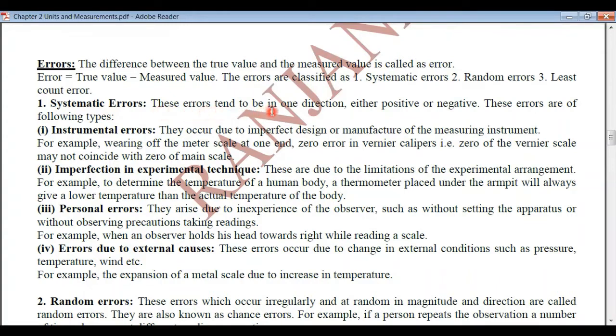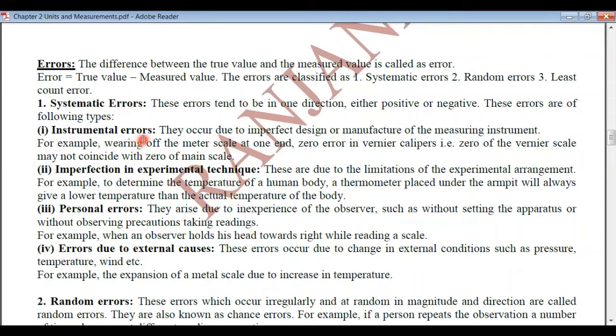These errors tend to be in one direction. That is, either they are positive or negative. As the name itself suggests, systematic error means there is some particular system to minimize this error. So the cause of this error is known and it can be minimized. And these systematic errors are further divided into four types.